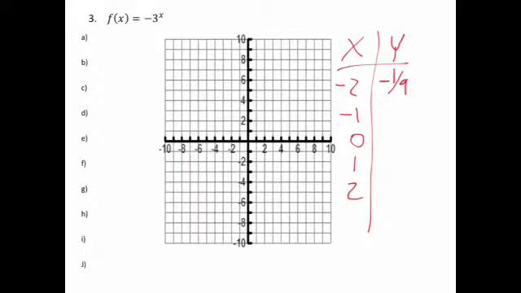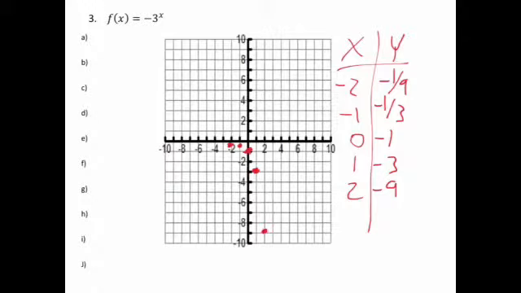If you plug in -1, you're going to get 1/3, so it's going to be -1/3. If you plug in 0, you're going to get 1, put the negative in front of it. If you plug in 1, you're going to get 3, with the negative in front of it, so it's -3. If you plug in 2, you're going to get 9, and make sure you put the negative in front of it. So there we have some points: -2 gives me -1/9, then -1, -1/3, then 0, -1, then 1, -3, and then 2, -9.